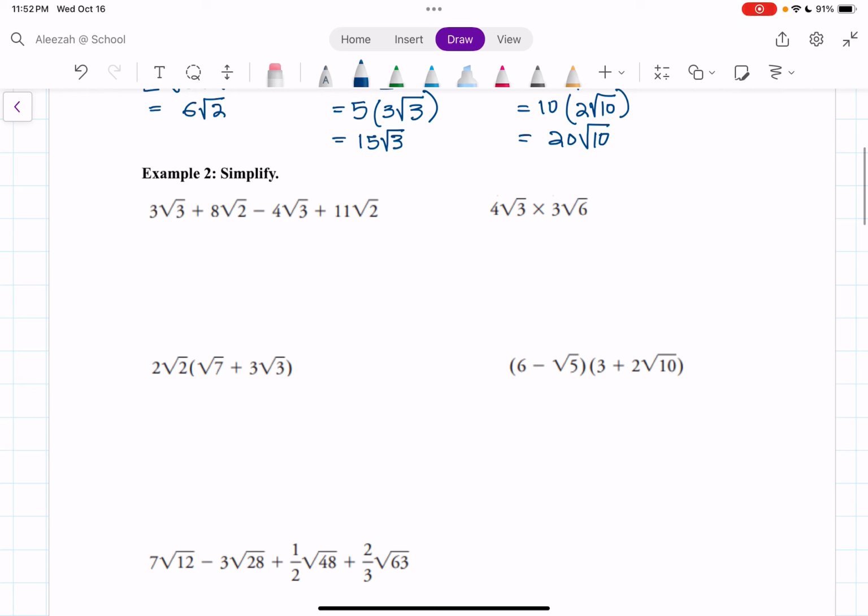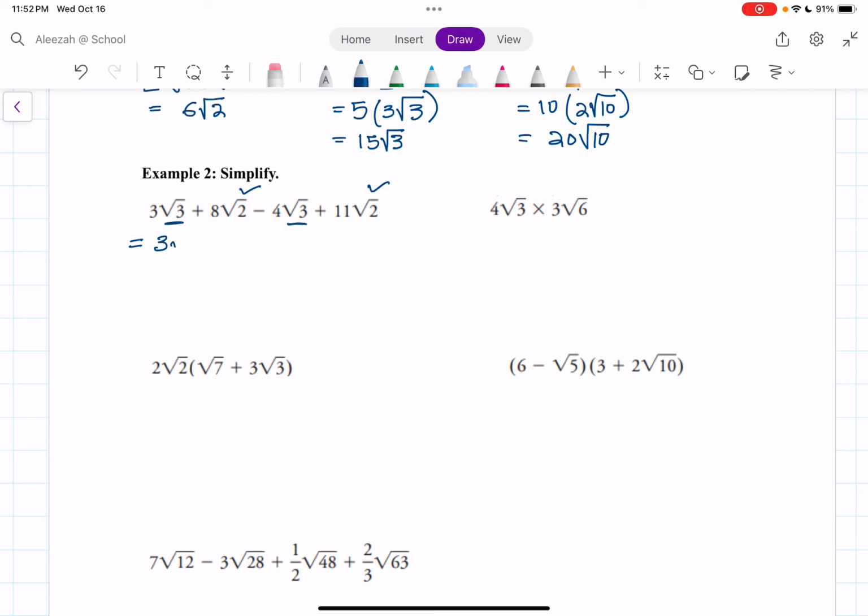Next is simplifying radicals. So the first example, we are adding the radicals. When we add the radicals, we can always add like terms. Here, like terms mean the terms which have the same radical. So this term and this term have the same radical, so they are like terms, whereas these two have the same radicals. So here, first we will write like terms together.